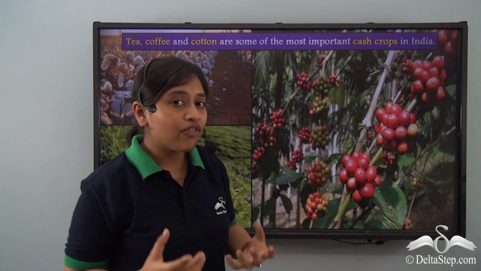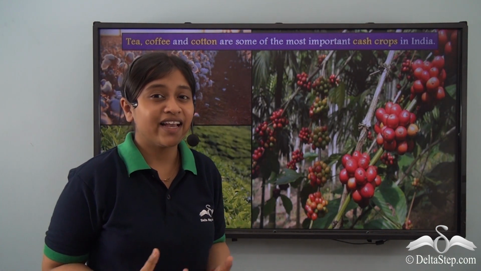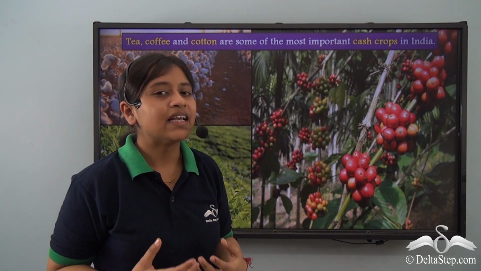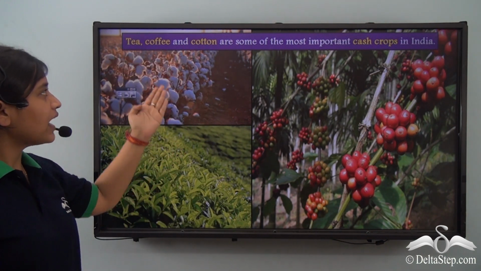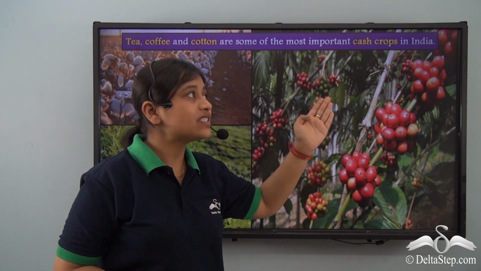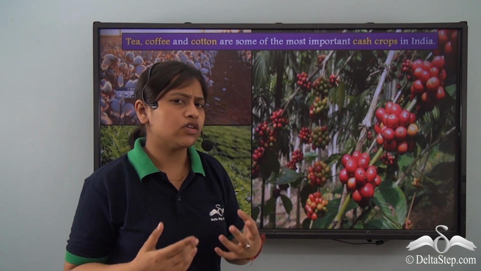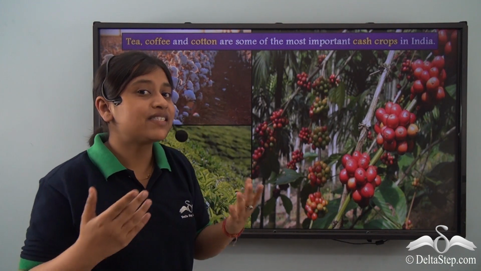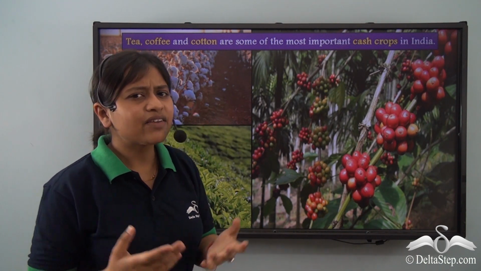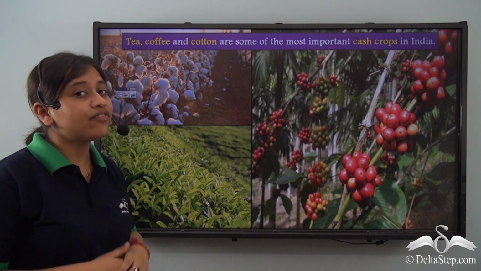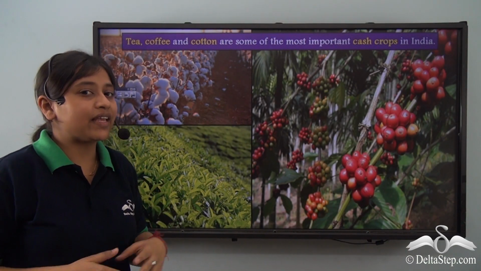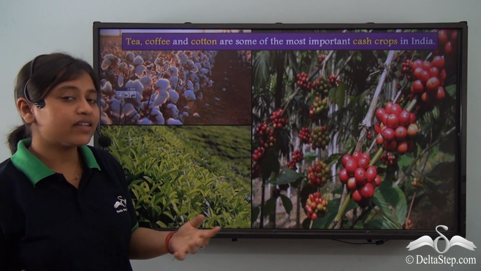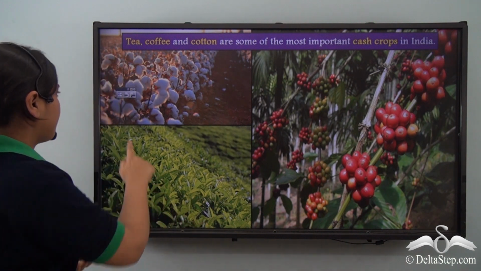Now, the coffee that we drink in winters, it's so nice. And the cotton clothes that we wear in summers give us comfort. Tea, coffee and cotton are some of the most important cash crops in India. Now, what do we mean by cash crops? We mean that these crops are grown to sell in the market. The coffee that we drink and the cotton clothes that we wear in summer, where do we get these from? We get these from the markets. So cash crops are those that are sold in the market and distributed worldwide.